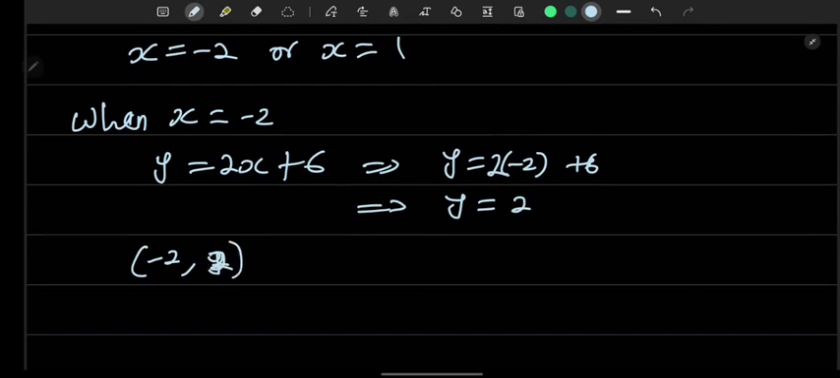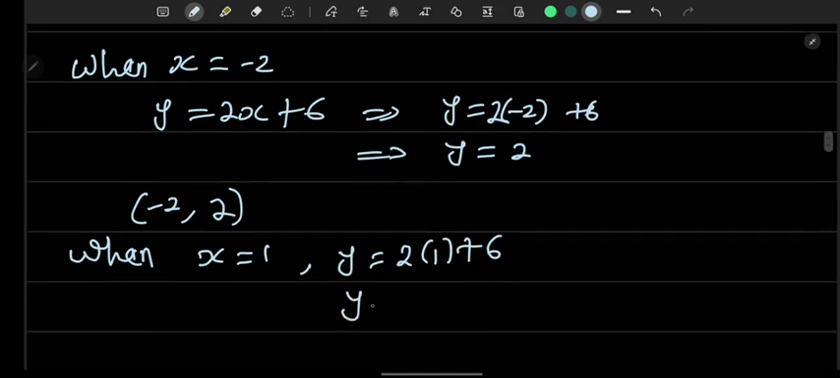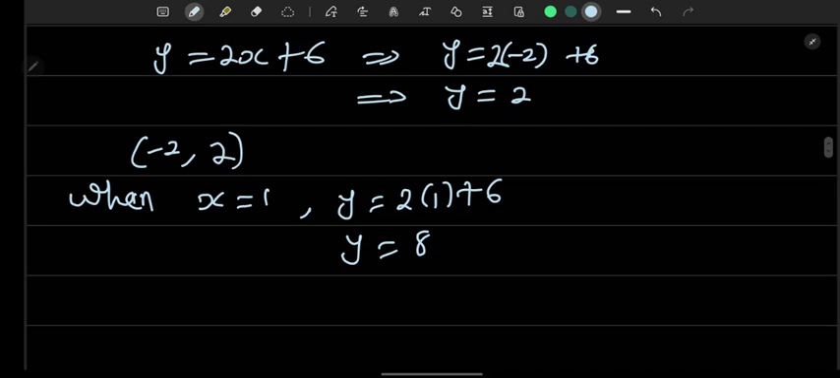When x is 2, this is one of the points. Okay. So to get the second point, we consider the second value of x. When x is 1, what will happen to y? That means we have y equals 2 times 1 plus 6. So we have y here to be 8. So the second point now is (1, 8).